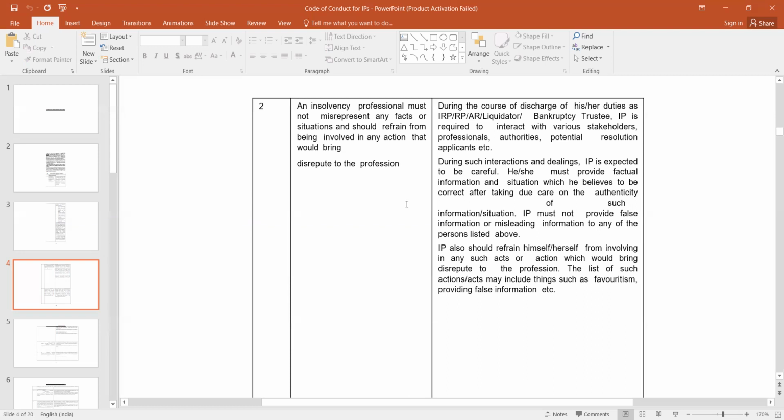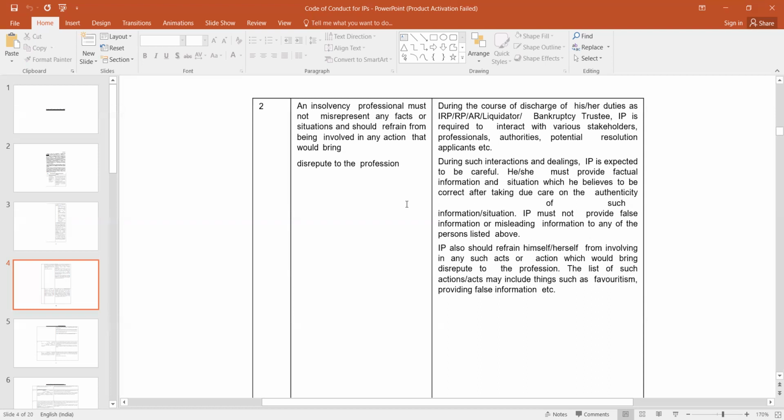So what is given here? During the course of discharge of his or her duties as IRP, RP, liquidator, he is required to interact with various stakeholders, professionals, authorities, potential resolution applicants. During such interactions, he is expected to be careful. He must provide factual information and situations which he believes to be correct after taking due care on the authenticity of such information or situation. IP must not provide false information or misleading information to any of the persons listed above.